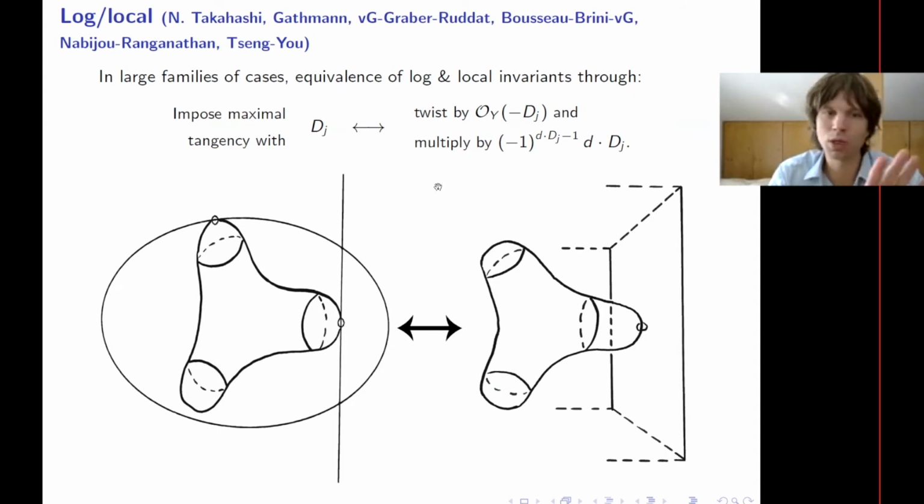And just maybe in one slide, what we do here is we twist by, instead of having this conic with this maximal tangency condition, we twist by O(-2), which gives us, in this case, a three-dimensional geometry, a log Calabi-Yau threefold. And the point is that the invariants stay the same after you multiply by this factor. As I said, you can do this with several divisors. There are some counterexamples, and there are cases where it works.